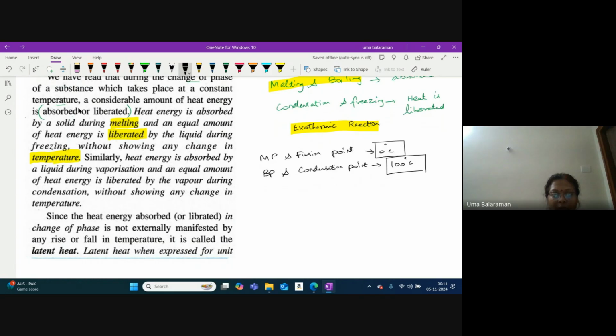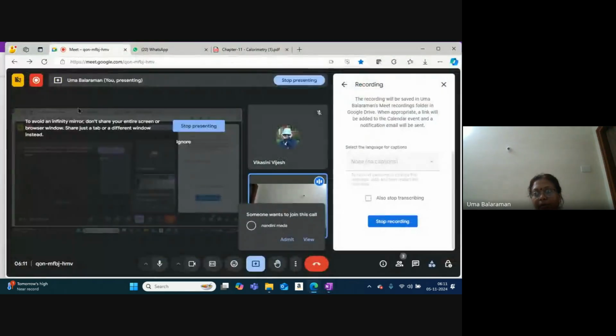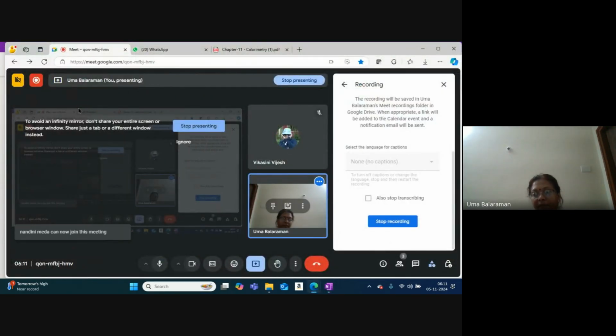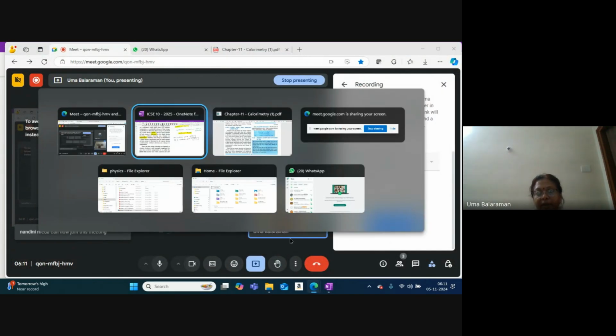So heat energy absorbed or liberated in change of phase is not externally manifested. It is not exhibited in the thermometer. It is not shown. So that is called latent heat or hidden heat. If the latent heat is expressed per unit mass, then we call it specific latent heat.